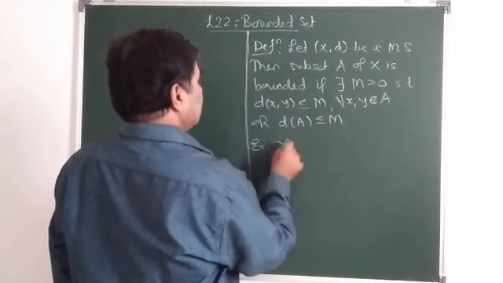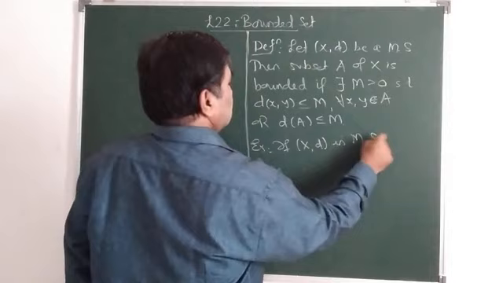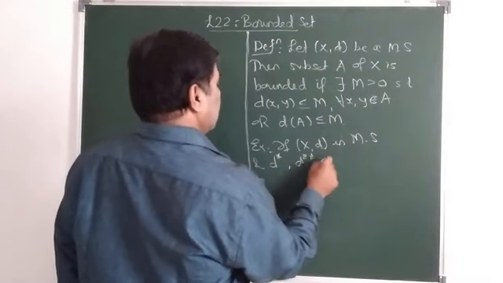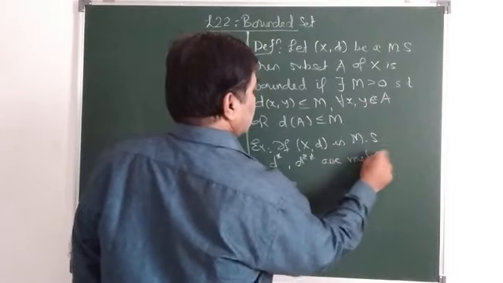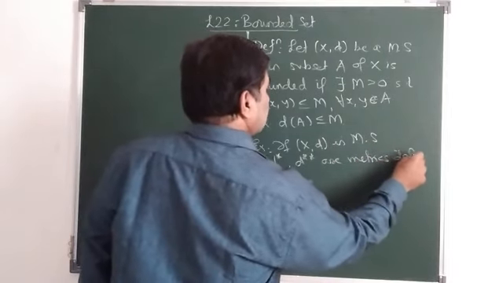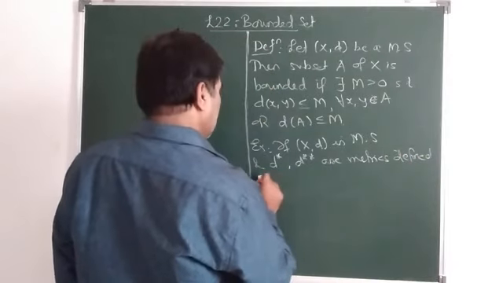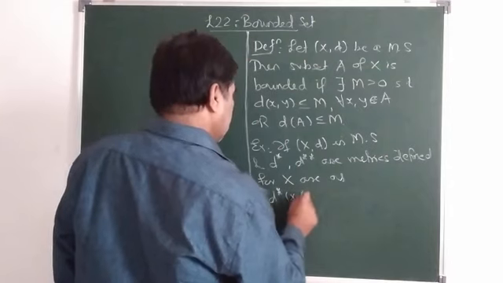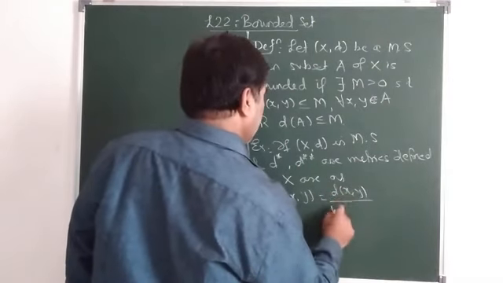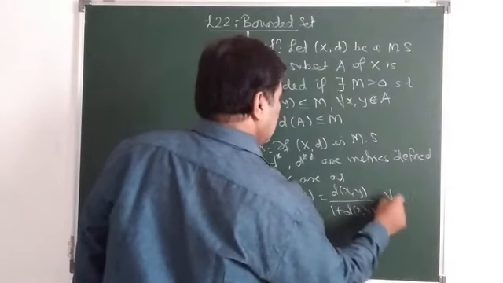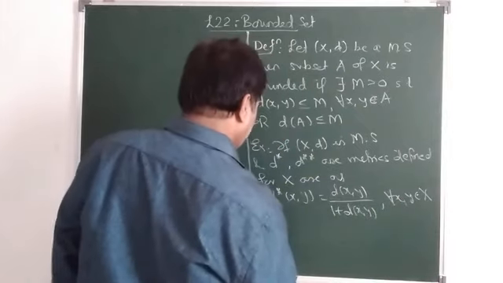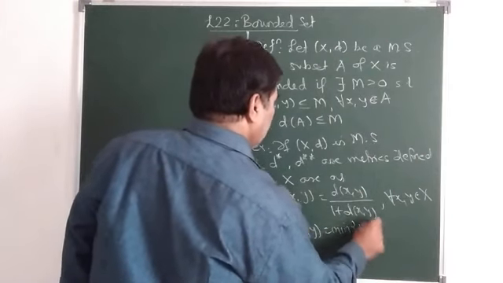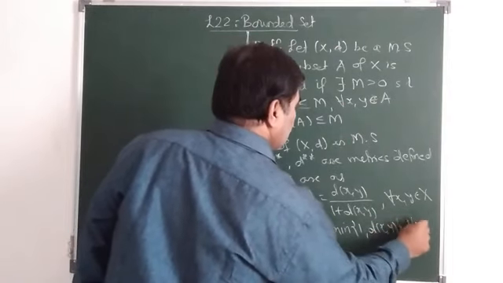Example: if (X, d) is a metric space, and d star and d double star are metrics defined for X as d star of (x, y) equal to d(x, y) upon 1 plus d(x, y) for every x, y belonging to X, and d double star of (x, y) equal to the minimum of 1 comma d(x, y) for every x, y belonging to X.